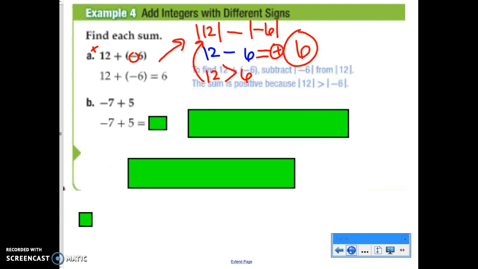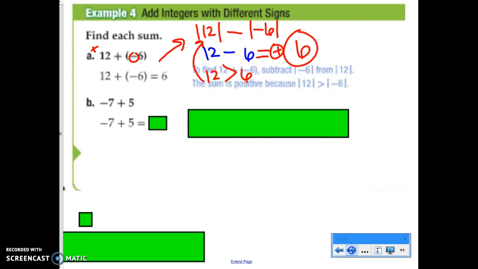This just kind of breaks it down for you, if you can see that under my writing there, and shows you exactly what I just showed you with the absolute values. Then moving on to B, we have the absolute value of negative 7. Again, we have a negative, and we are adding a positive to it. So the absolute value of negative 7 minus the absolute value of 5.